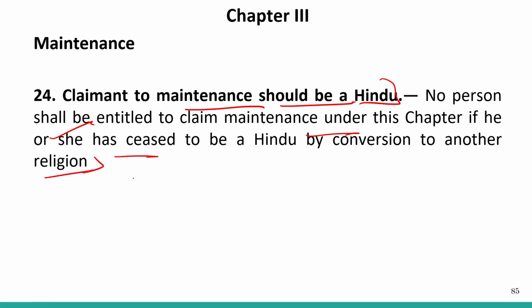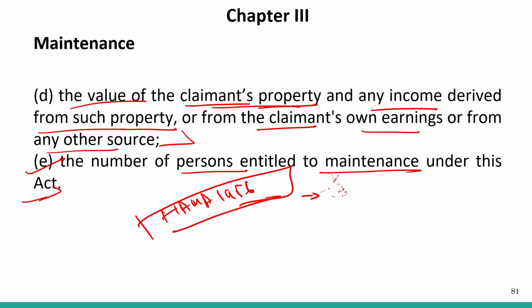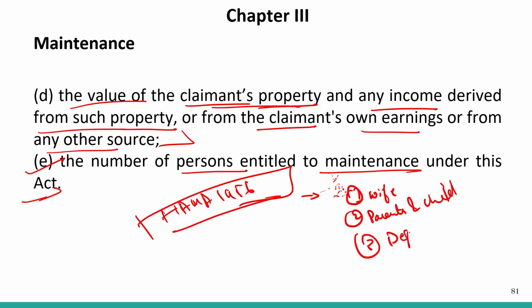It is specifically when we are talking in regard to the Hindu Adoption and Maintenance Act of 1956. The Hindu Adoption and Maintenance Act gives the right to the dependents: first, the wife; second, parents and children; and third, other dependents.